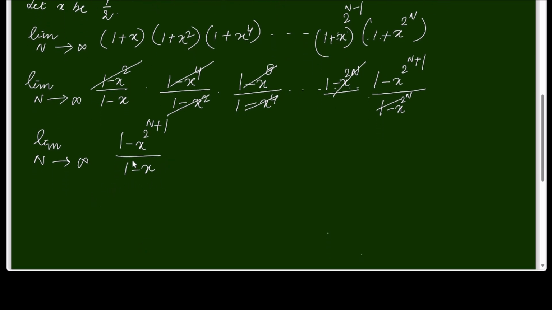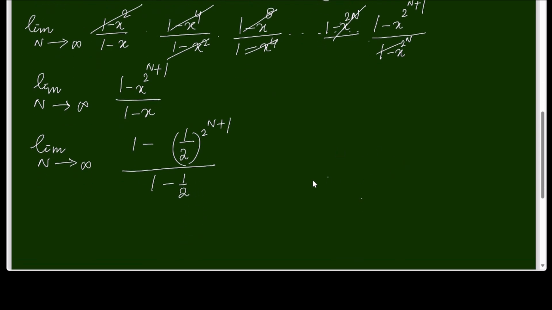Now again substituting the value half in place of x, I am getting limit n tends to infinity of 1 minus half to the power 2 power n plus 1 over 1 minus half. Half to the power 2 power n plus 1, when limit n tends to infinity, equals 0.